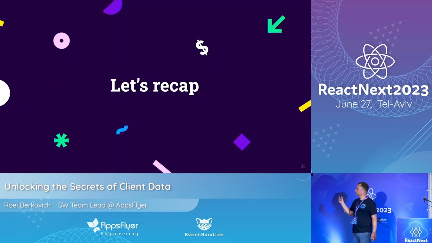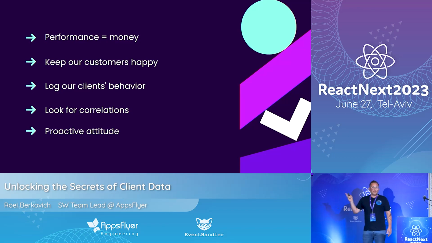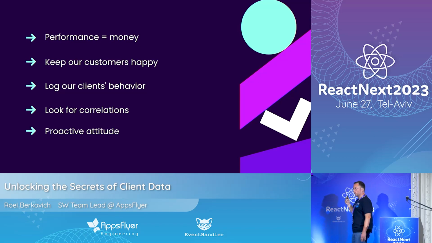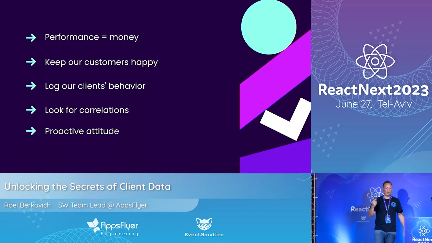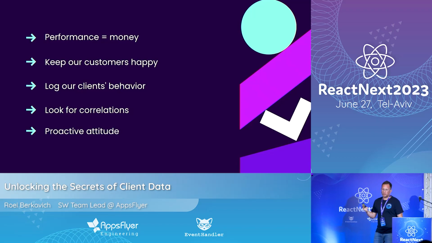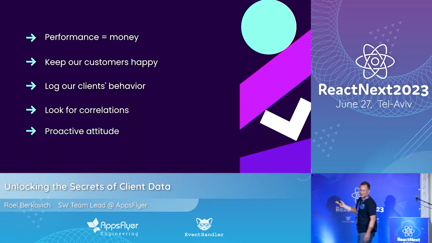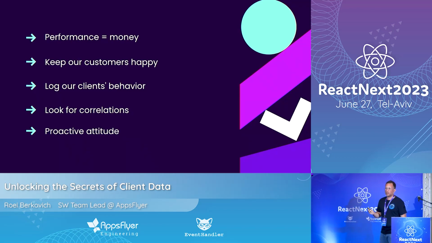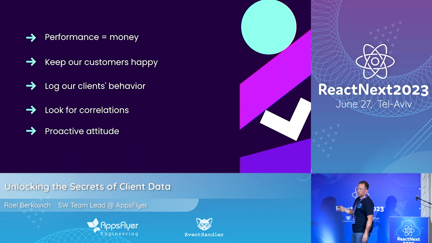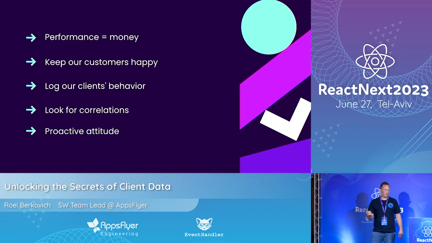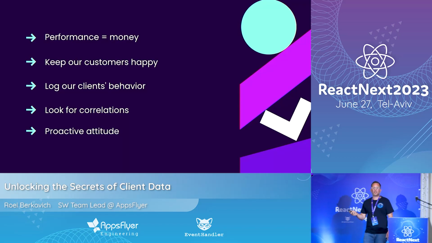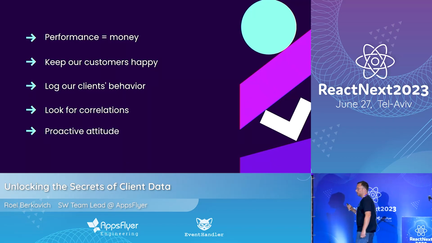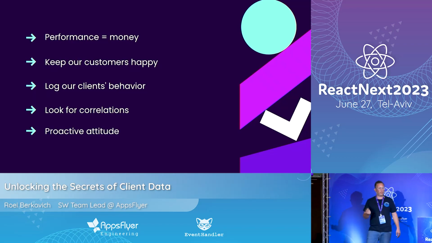Now let's recap. We understand that performance means money. Good performance means more money for our companies, and we care about it. We want to keep our customers happy, so they won't leave us for our competitors. We want to log our clients' behavior. We want to see what they are doing, if they are facing any issues. Then we want to look for correlation between the data we aggregate, and we want to be proactive and to send alerts based on our metrics.